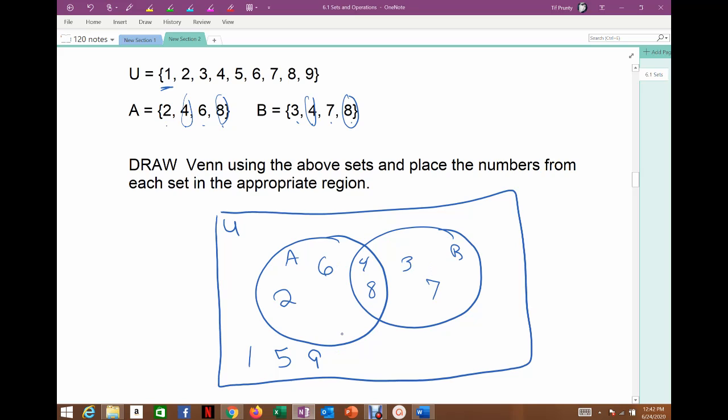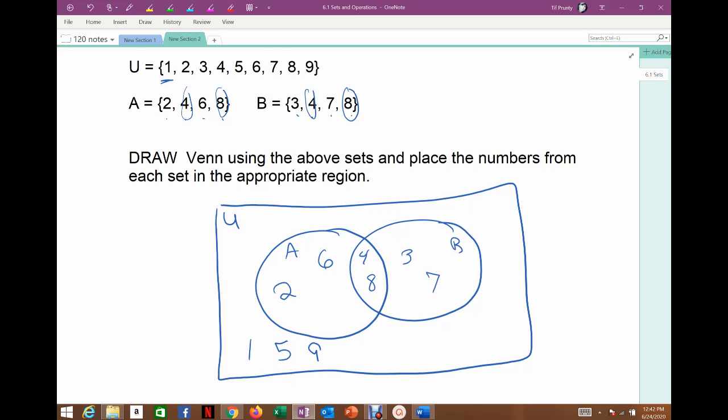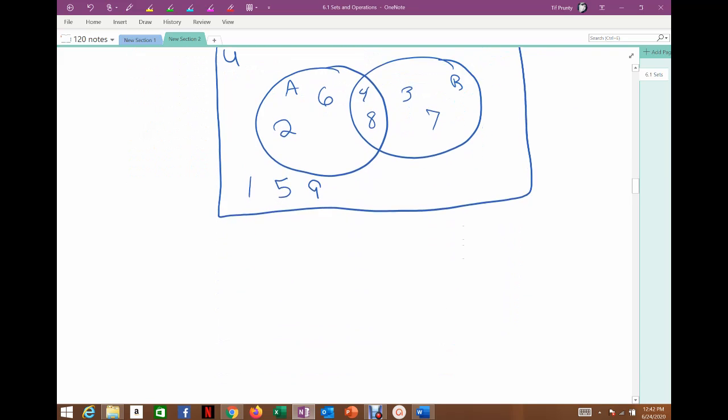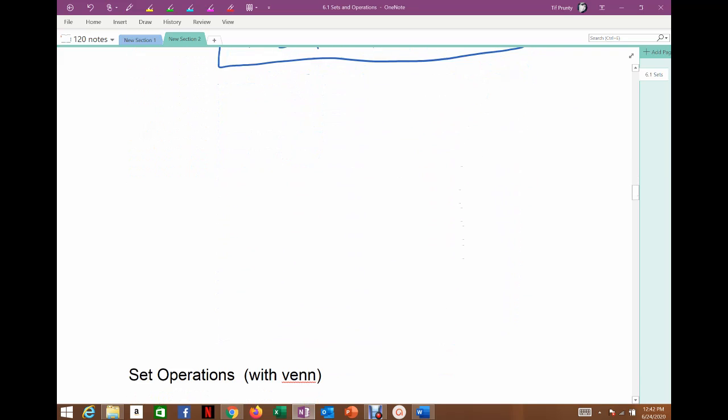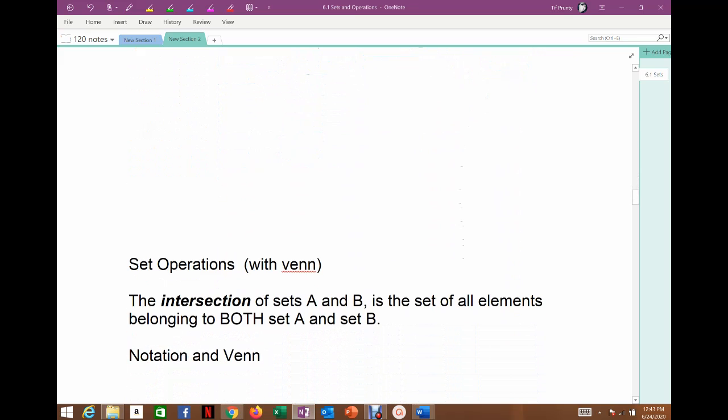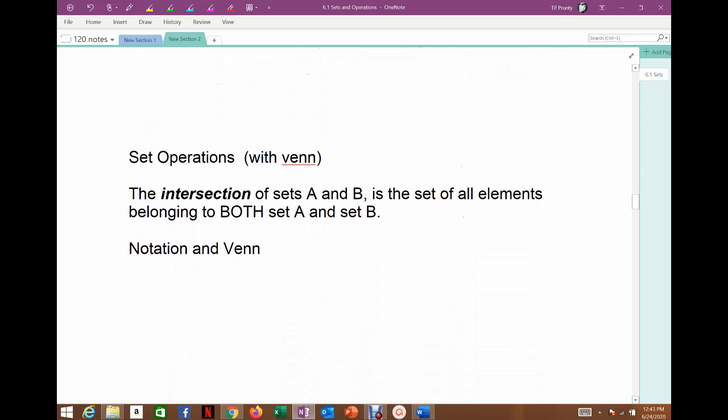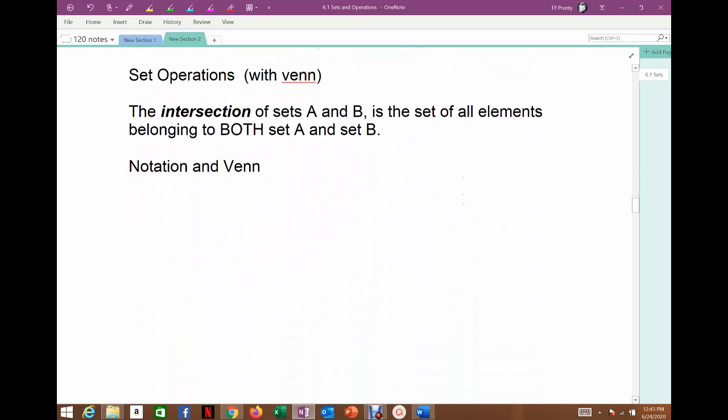So that's what we mean by the Venn diagram. It's a visual tool that we use, and we'll do applications that involve Venn diagrams. We'll put numbers in and see how many land in each region. We'll do more with Venns later on in this section, and in 6.2 we'll do applications with Venn diagrams. First though, operations.